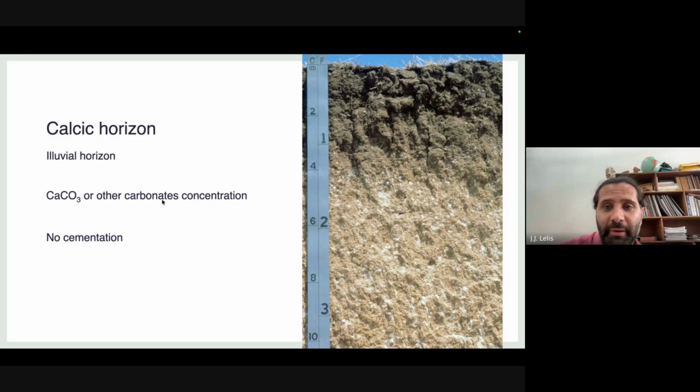Sodium carbonate, magnesium carbonate, potassium carbonates, they are very, very easily weathered. So calcium carbonate is more common, also because calcium is more common than the other elements. So yes, it's more common to find calcium carbonate in the soils, especially in the calcic horizon. We are not talking about cementation, so you can see these white spots, these white dots, but without cementation. Again, the roots can grow through the horizon, as in the gypsic horizon.